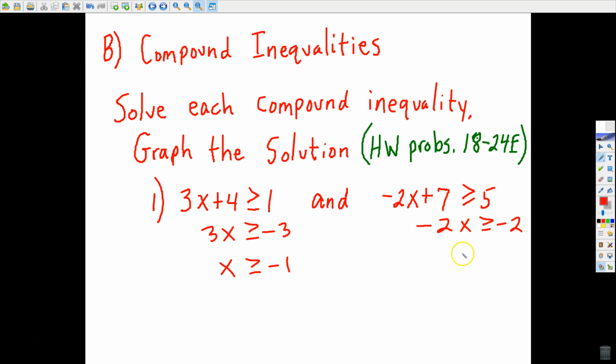And then divide by 2. -2? Yes. And that means I've got to do what to the inequality? Switch this. Switch it, very good. And I'm going to put the word and between them. So let's think about this.